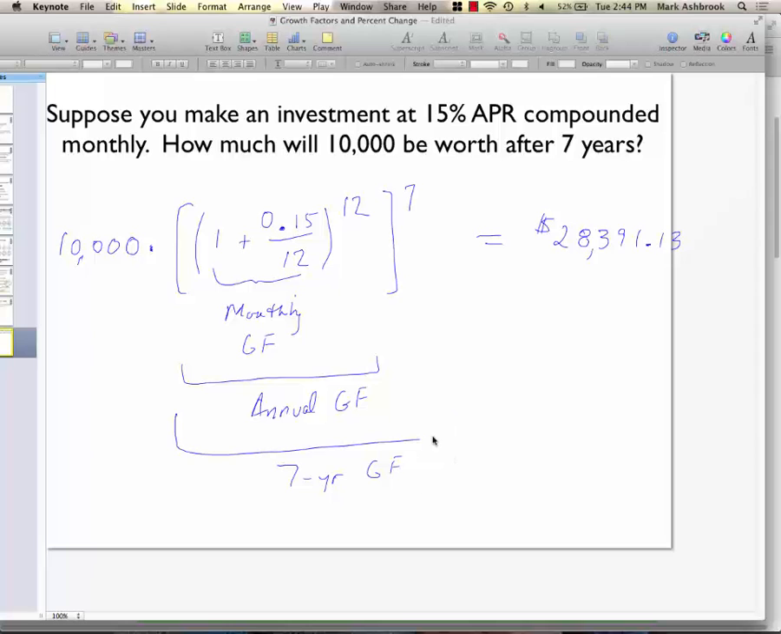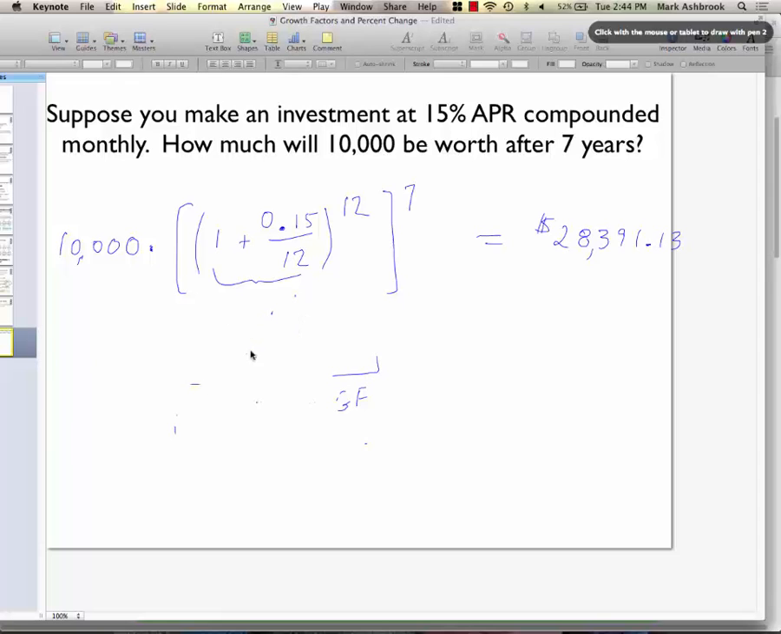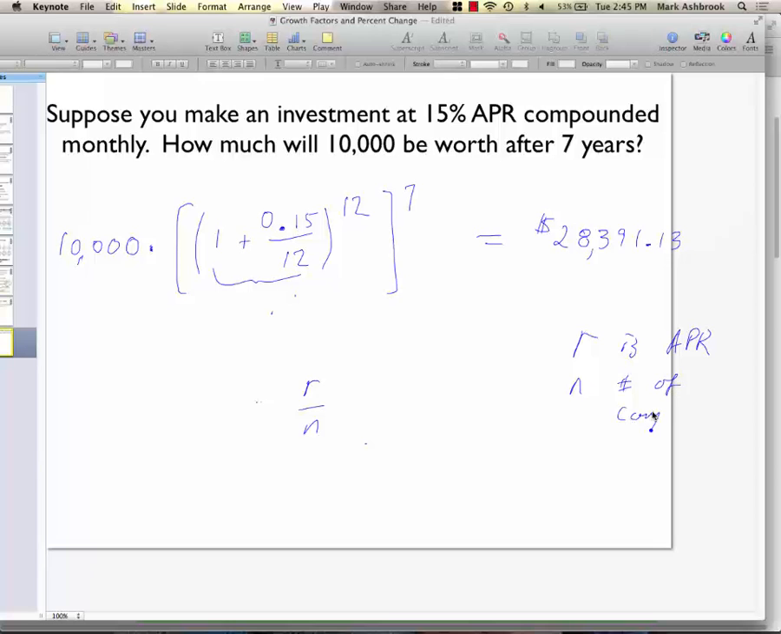Okay, now watch this. This is cool. One last thing. So did you catch that? This was the monthly growth factor, 1 plus 0.15 over 12. To the 12th is the annual. To the 7th is the 7-year. So what if our APR was R, and we're going to compound n times per year? Then we take R first and divide by n, right? R is the APR as a decimal, and n is the number of compoundings per year. And then we would add 1. That would be the one compounding period growth factor, right? 1 plus R over n is the one compounding period growth factor.